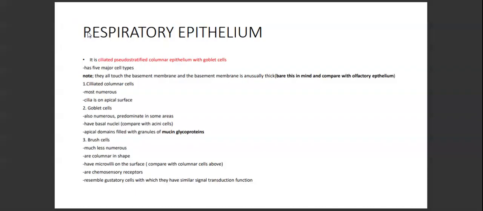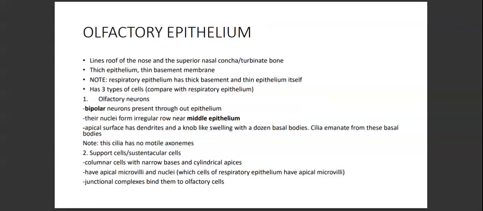In comparison to the olfactory epithelium, the respiratory epithelium is thinner itself, but the basement membrane of the respiratory epithelium is very thick compared to the basement membrane of the olfactory epithelium. Okay, so now we go to the next.